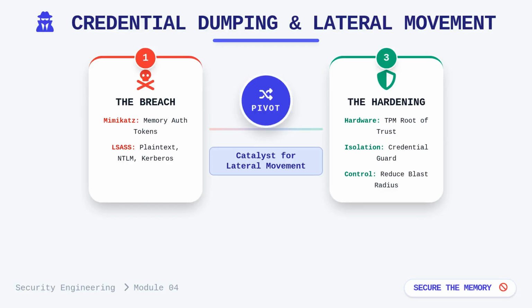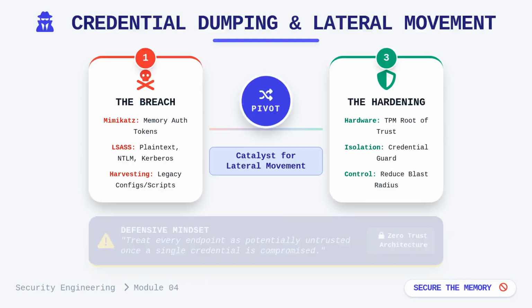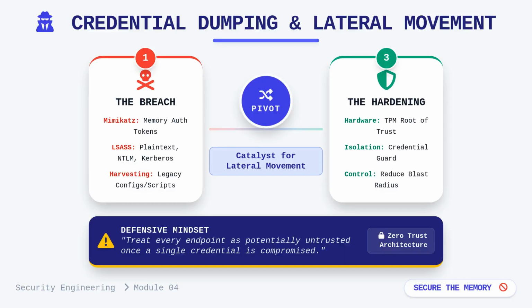Even if you secure the credentials, the attacker will often attempt to move laterally by compromising less secure service accounts. We see this frequently when an actor harvests legacy credentials stored in configuration files or scripts shared across a network drive. From a defensive standpoint, you should treat every endpoint as potentially untrusted once a single credential has been compromised. Implementing strict access controls reduces the blast radius of these dumped credentials, limiting the attacker's ability to transition from a workstation to a domain controller.